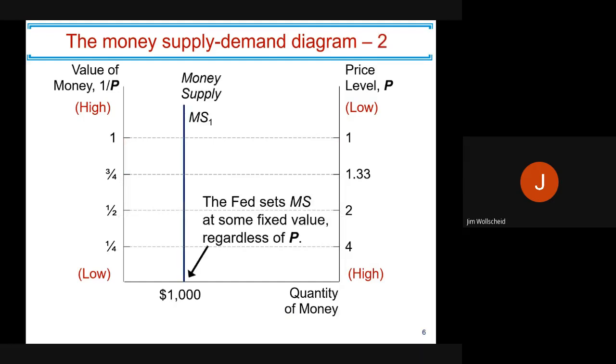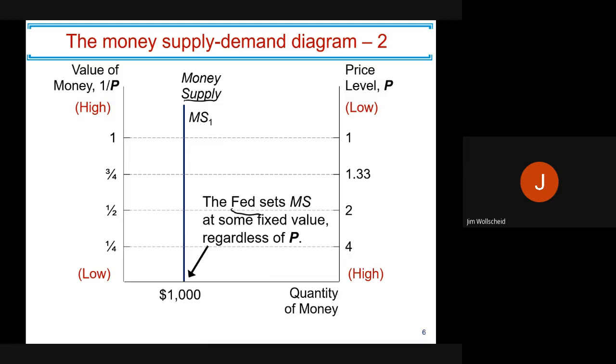So let's talk about how we set up our supply and demand. Remember, as always, we have supply and demand. What's unique about our supply curve is it's going to be a vertical line. Why is it a vertical line? Because the Fed sets the money supply.